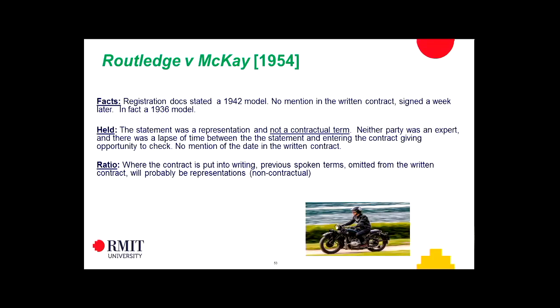Another one is Routledge and McKay. And this is a case where they actually reduced this into writing. And the document stated that the bike was a 1942 model. But in the written contract, which was signed, there was no reference to the model there. The bike was in fact a 1936 model. And the court held that because it was a verbal statement outside of the written agreement, the statement was a representation and not a contractual term.